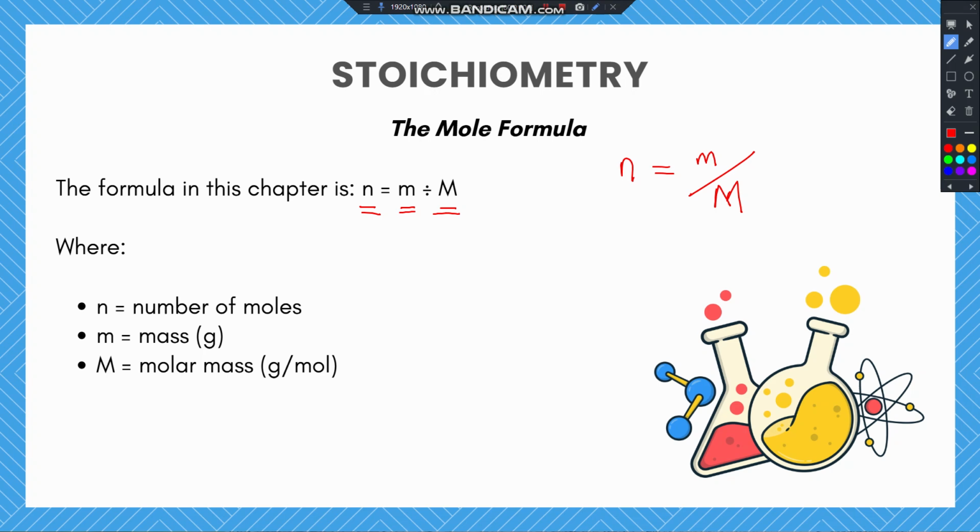Each of these letters has what it represents. n stands for the number of moles. m, the small one, stands for the mass of the substance in grams, while the big letter M stands for the molar mass or the molecular mass. In our previous video, thankfully, we saw how to calculate the molar mass of a substance. So if you're given a question where you're asked to calculate the number of moles and you have the mass of the substance and the molar mass of that substance, you can calculate it using this formula.